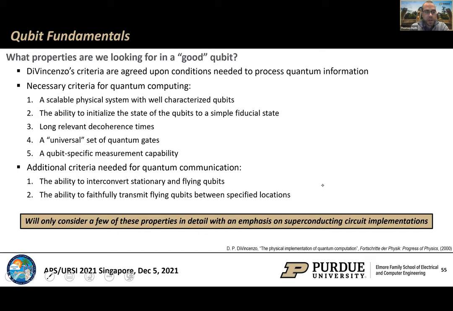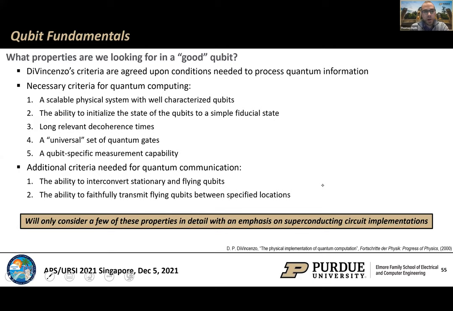The fourth criteria is we need to have a universal set of quantum gates. This is very similar to classical computing, where, for instance, you can synthesize any type of logic operation using only NAND gates. So in that sense, a NAND gate is a universal set. The same kind of concept can be extended to the quantum area, where it's no longer going to be a NAND gate, but a combination of a couple different gates will allow you to emulate any different gate. And that gives you that universal set.